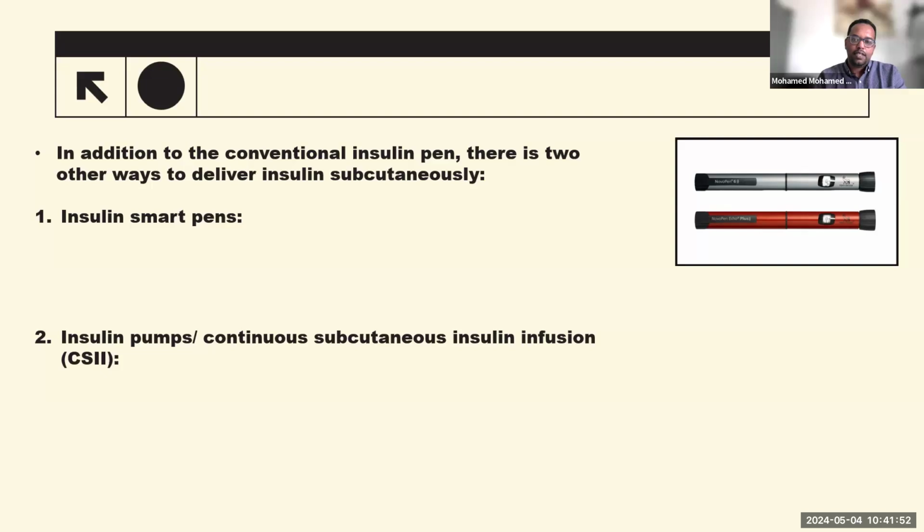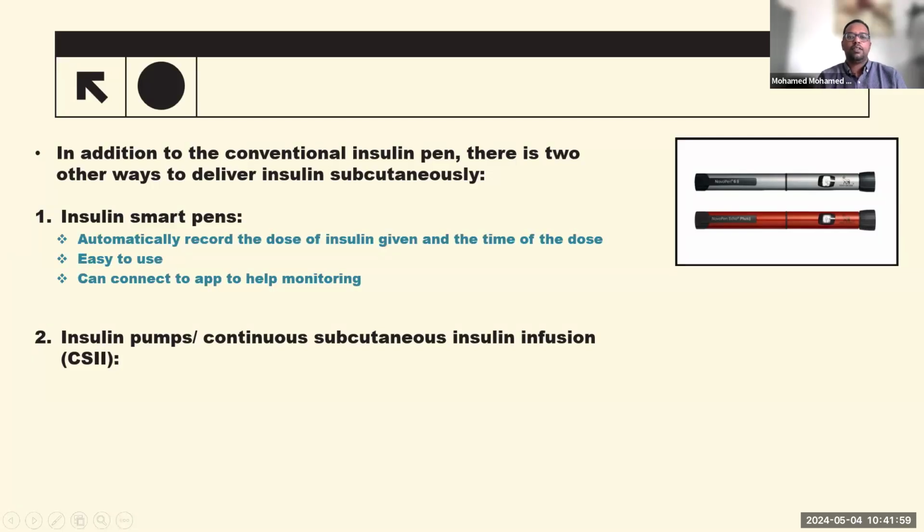A smart pen is very similar to a conventional insulin pen, as you can see in the picture. It just has some extra features. It automatically records the dose of insulin given and the time of that dose. At the very top of the pen there's a small screen that you can click, and it tells you how much insulin was given, like 6 units, 10 units, and when it was given. It's easy to use because everyone who can use a conventional pen can probably use a smart pen. It's the same way of giving the dose, changing the cartridge and everything.